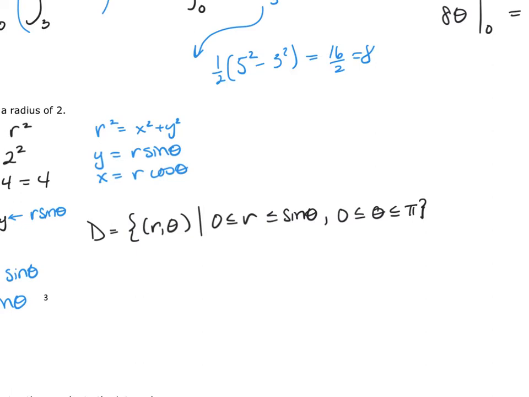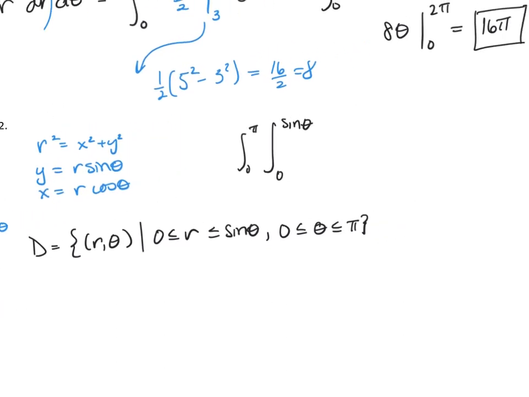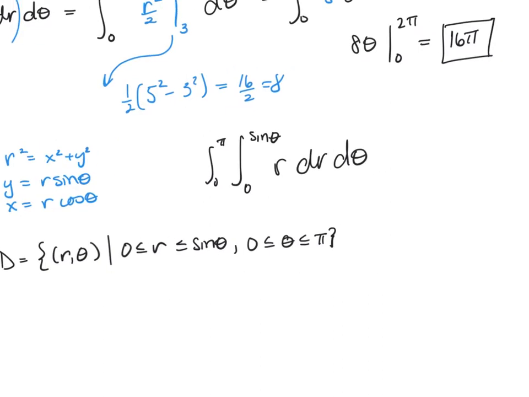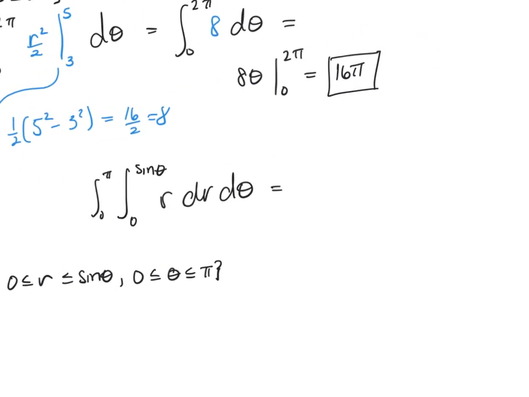So now let's set up our integration. My integration is going to go from 0 to pi, and then this will go from 0 to sine theta. And then I have r dr d theta. So this is going to be equal to the integral from 0 to pi, and then it's going to be r squared evaluated from 0 to sine theta. Don't forget divide by 2. I already did the dr, just the d theta.